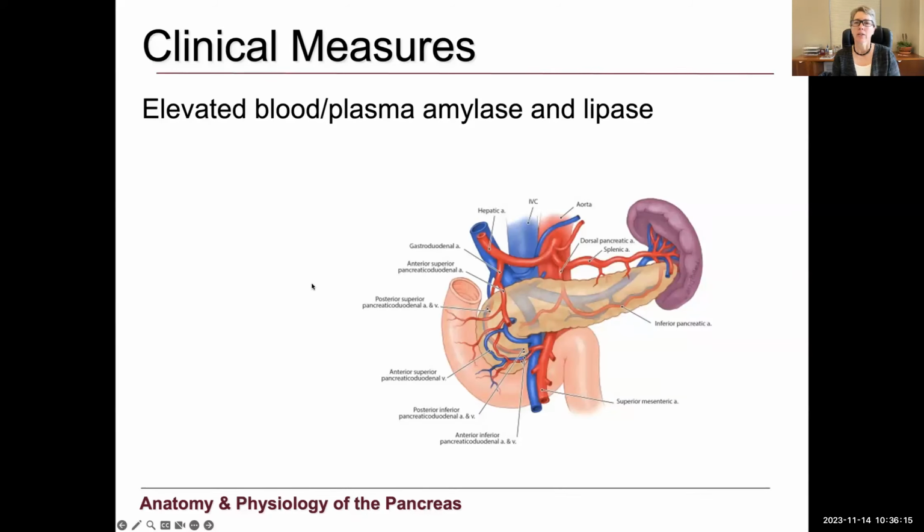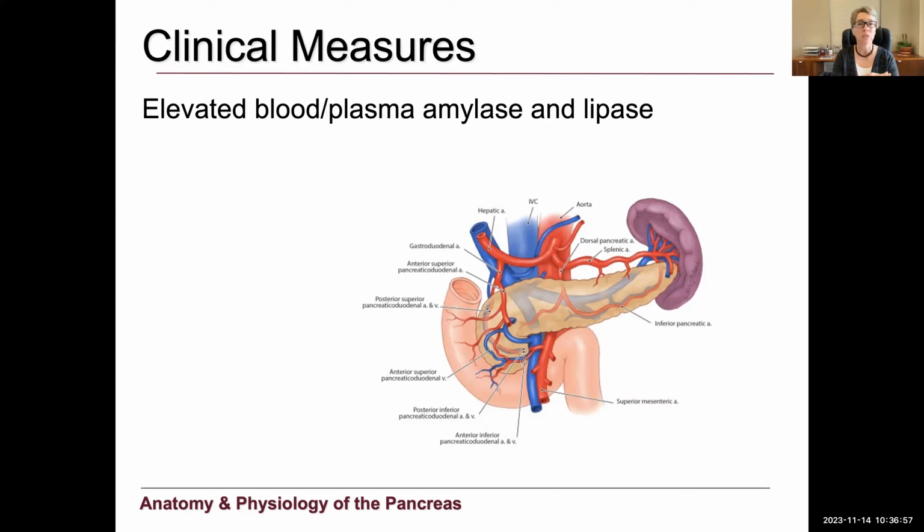All right. Then we'll talk more about this in class, but there are clinical measures that we can use to measure pancreatic function, but nothing like the liver per se. So there's just one blood test, and what it does is it gives us an idea of whether or not the pancreas has become injured. And so if the pancreas becomes injured and we start to see those acinar cells release enzymes into the bloodstream instead of into the pancreatic duct, then we start to see a rise in blood or plasma amylase levels and lipase levels. So this is pancreatic amylase and pancreatic lipase.